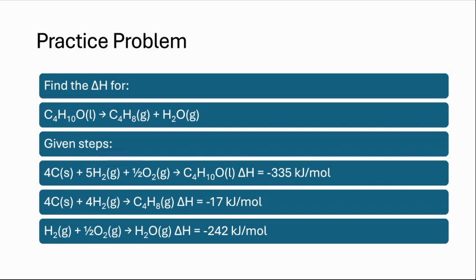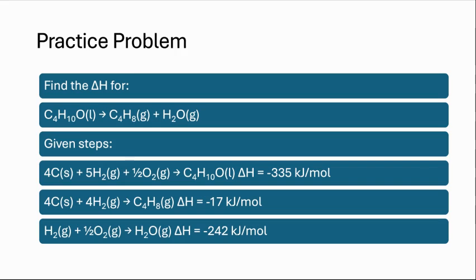So now let's work on a practice problem. Find the delta H for C4H10O liquid into C4H8 gas plus H2O gas, given these steps. 4C solid plus 5H2 gas plus 1/2 O2 gas goes into C4H10O liquid with delta H negative 335 kilojoules per mole. The next step, 4C solid plus 4H2 gas goes into C4H8 gas. Delta H is equal to negative 17 kilojoules per mole.